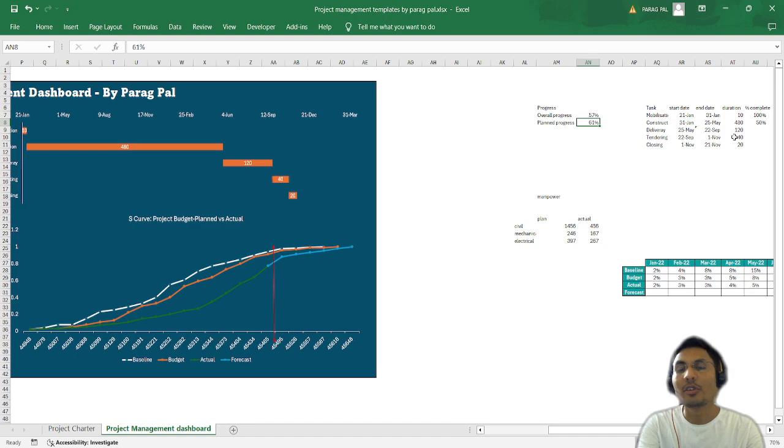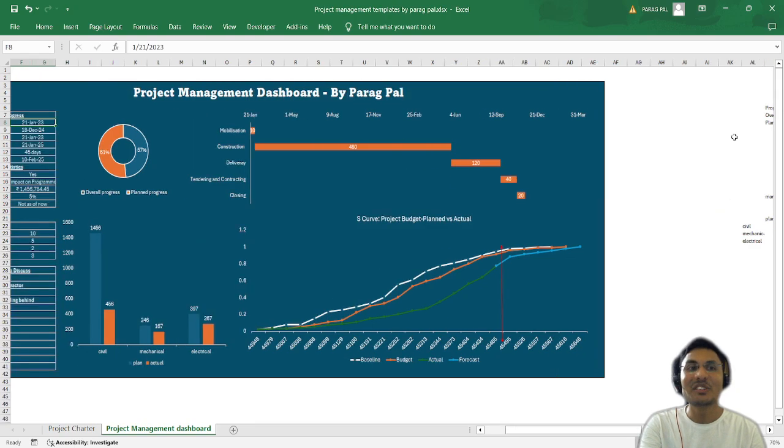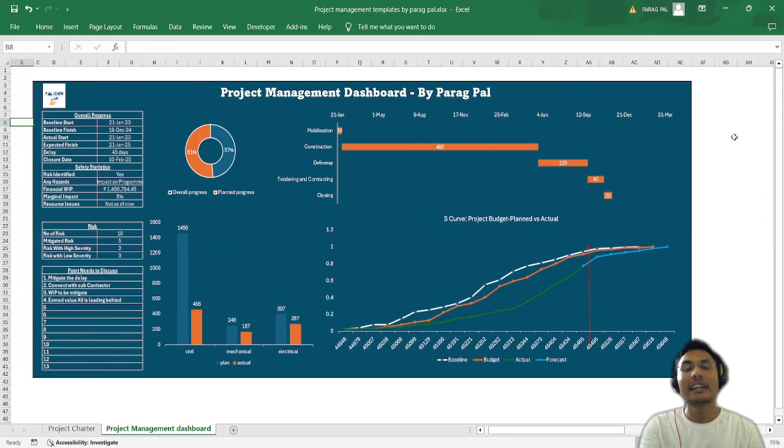I was supposed to do this one and planned was 61. Now it is irrelevant with my dates. So you can see it is updating on time, a dynamic function I'm using in this dashboard. So 57 is my overall progress right now. But the planned progress was 61. That's the reason I'm lagging behind.